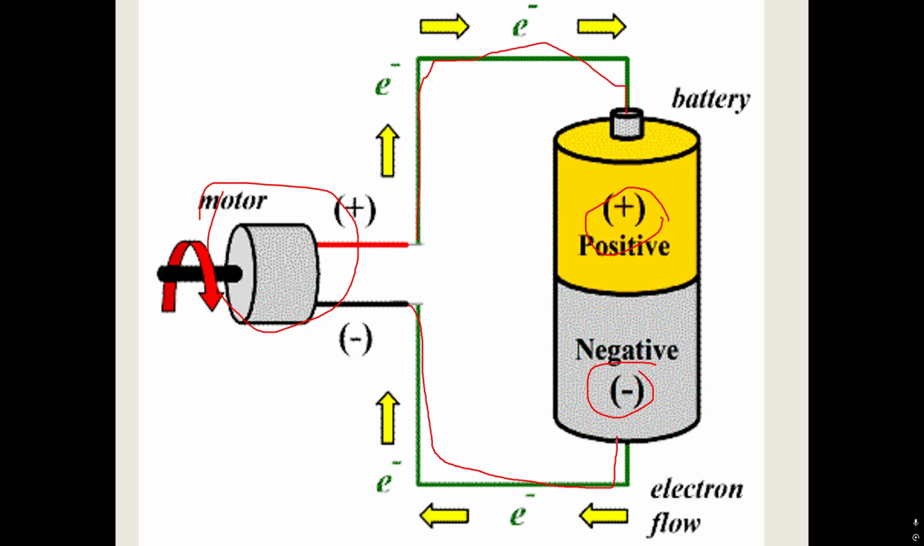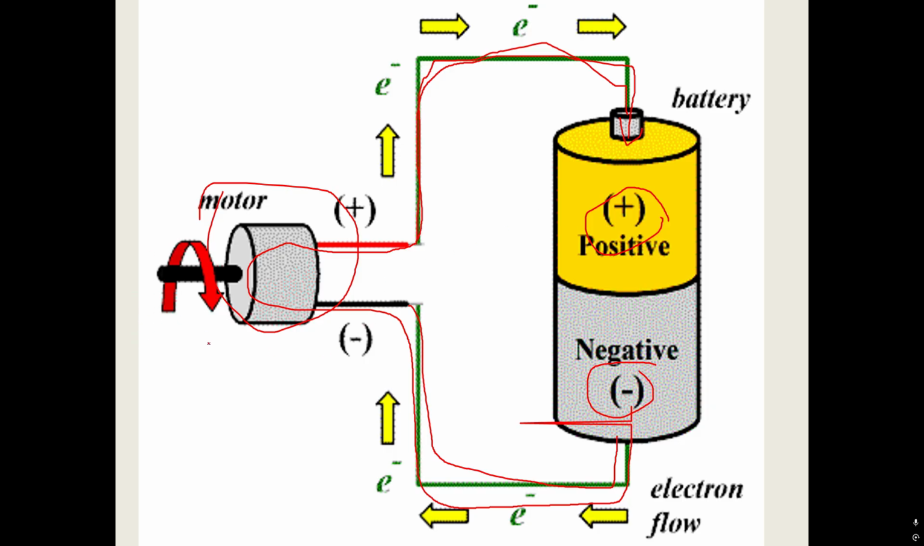Okay, now this current is nothing but flow of electrons. So you can see electrons will start from the negative terminal of the battery. It will go through this motor. It will come out of the positive terminal. Finally, it will reach the positive terminal of the battery.